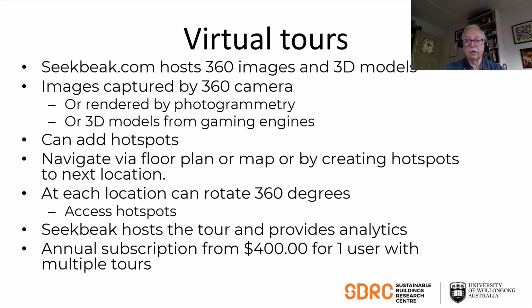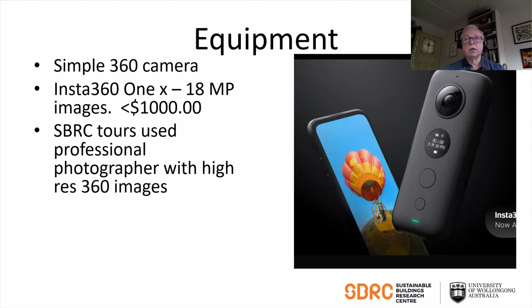Looking at the technology that I've used, I'm going to show you the Roth House, a historical house from Kilkenny in Ireland. This was captured using an Insta360 ONE X. So this is an old version now. It cost about $900 when I bought it. You can buy them on eBay now for about $400, but the latest models are still around $1,000.